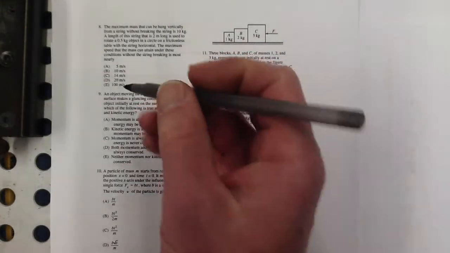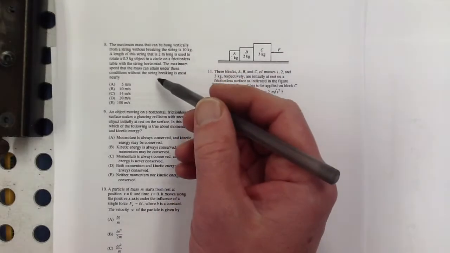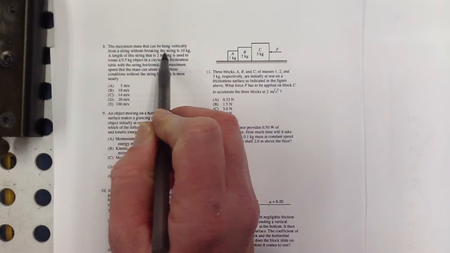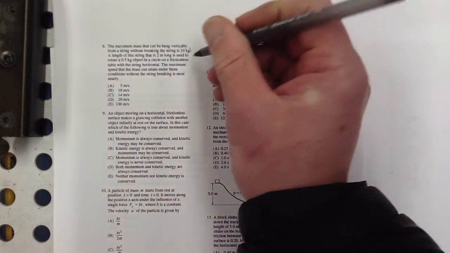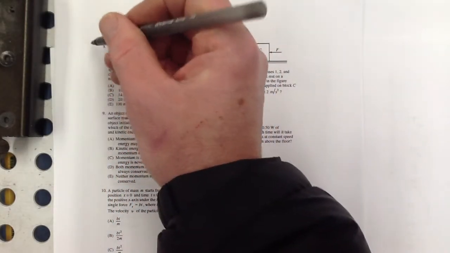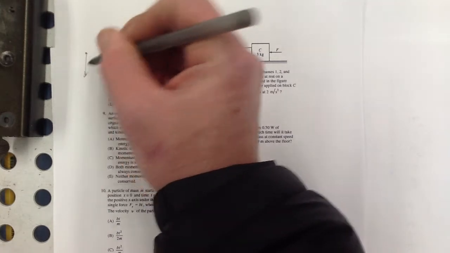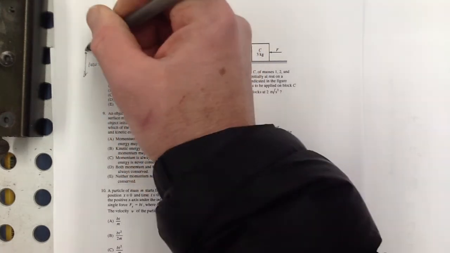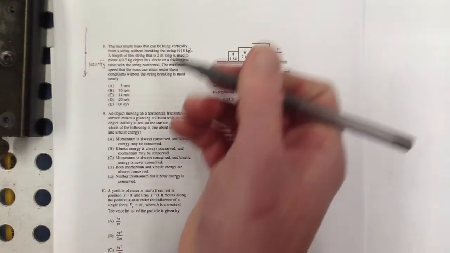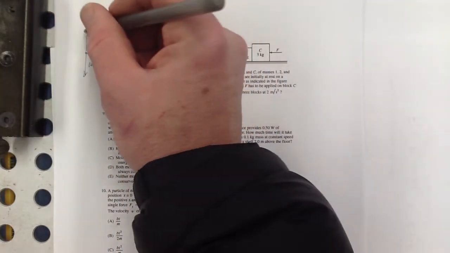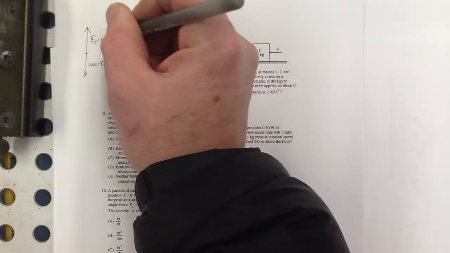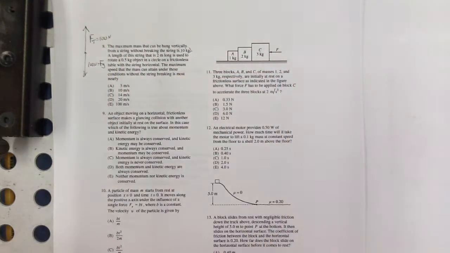All right, so let's see if we can read this tiny print here. The maximum mass that can be hung vertically from a string without breaking the string is 10 kilograms. Okay, so that means maximum force. If you had 10 kilograms, that would be 100 newtons of gravitational force, multiplying by 10, right? I'm just taking their advice, 980, whatever. And then so the maximum tension in this thing is 100 newtons. That's what we're supposed to get from that.